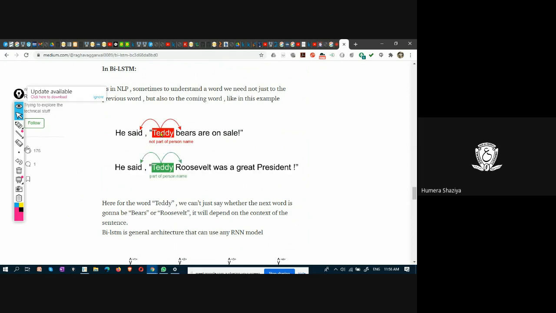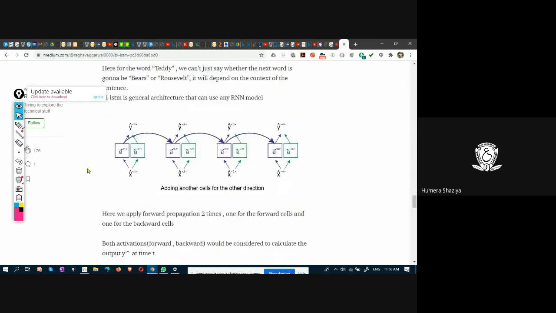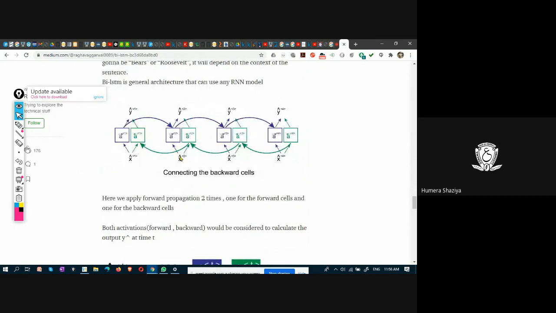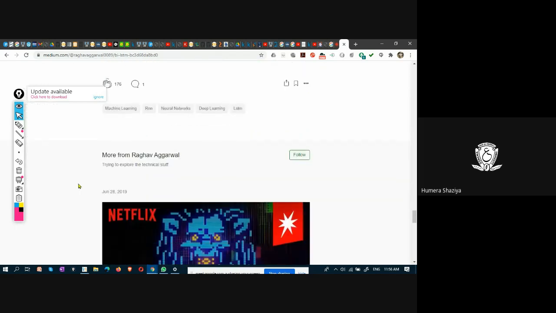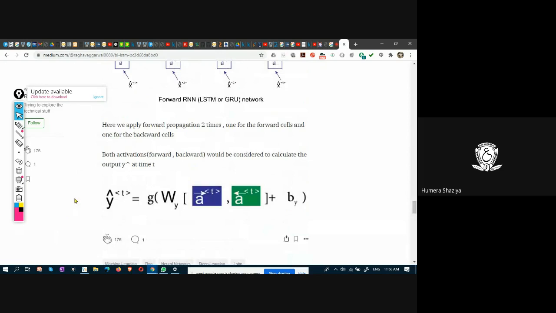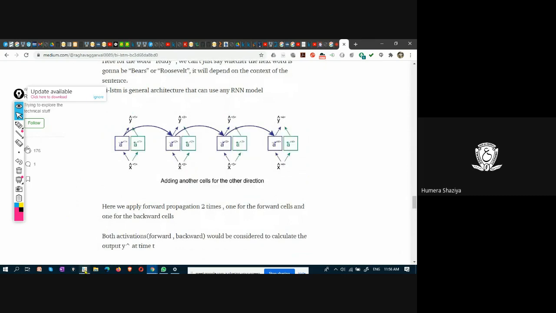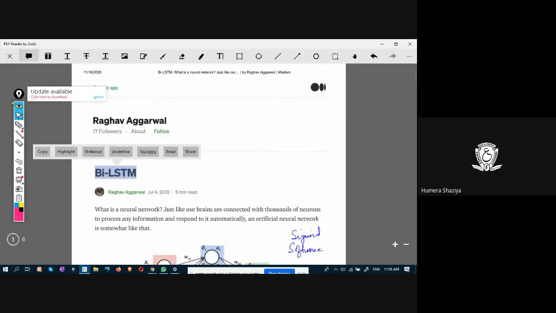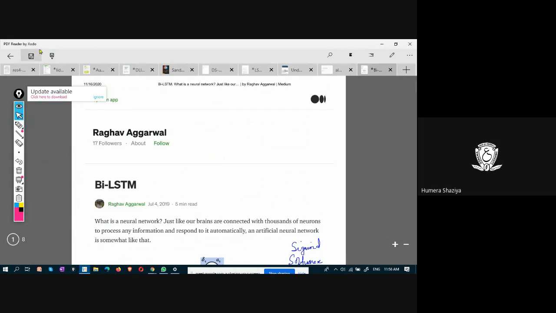That is determined from the following word, and that is possible through Bi-LSTM. It is connecting forward as well as backward, like this. And both the activations, forward and backward, would be considered to calculate the output. This is Bi-LSTM.